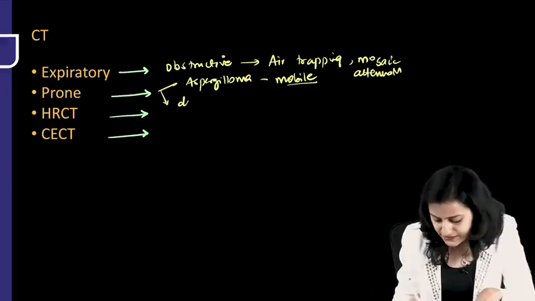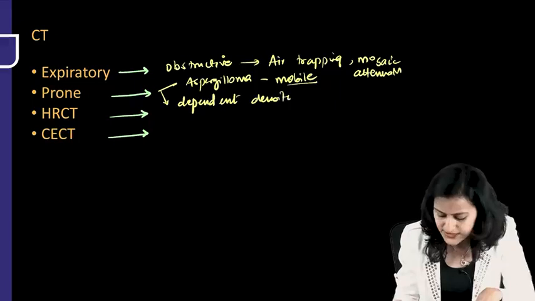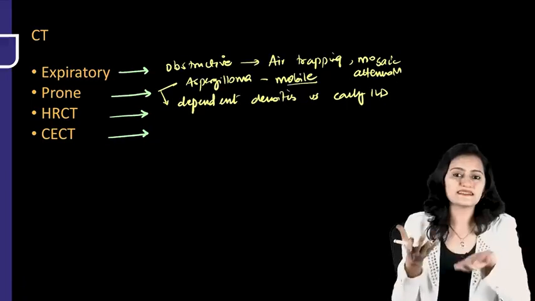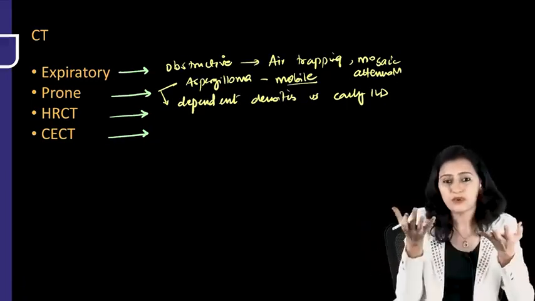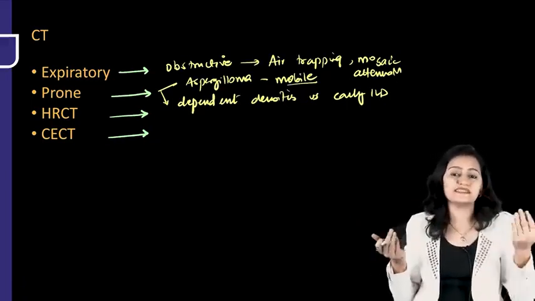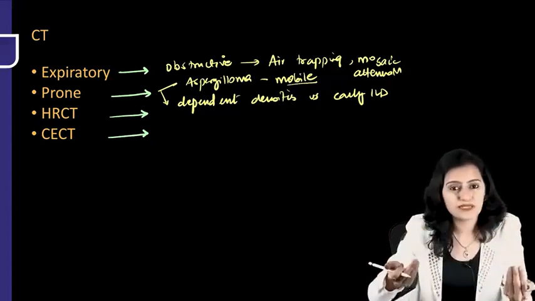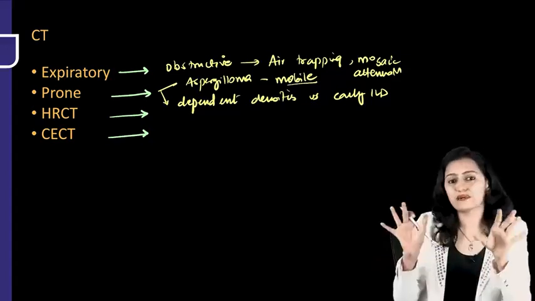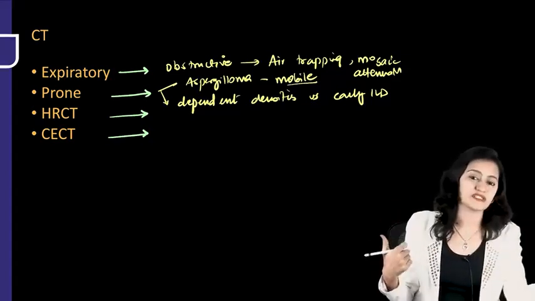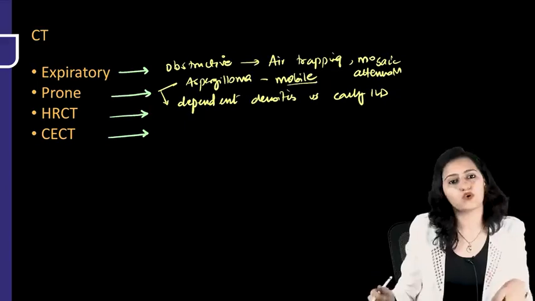Second, the prone CT helps in differentiating the dependent densities in the lung versus the early ILD features. Early ILD starts in the dependent part of the lung. With gravity in the supine position in CT, we might see the dependent densities. To differentiate the two, we do a prone CT. If it is ILD, it will still persist. If it was just the dependent densities, it will go away.